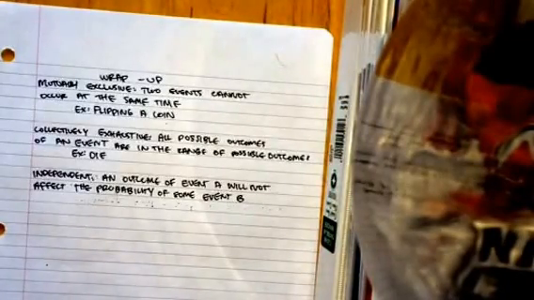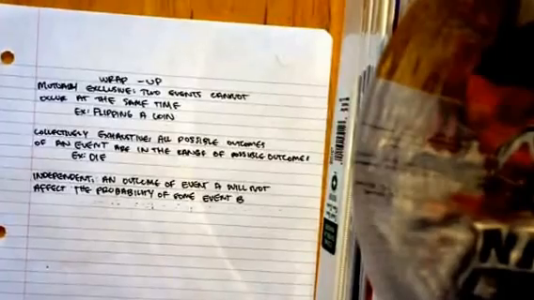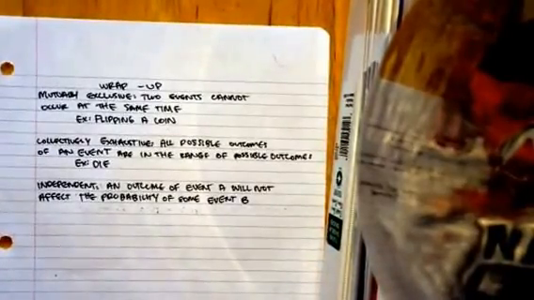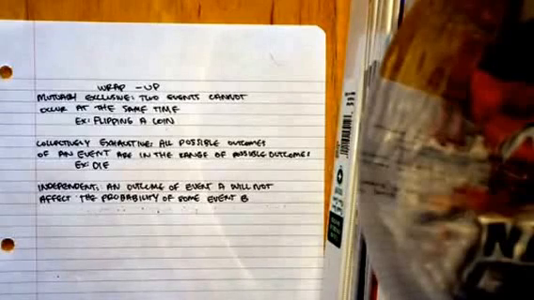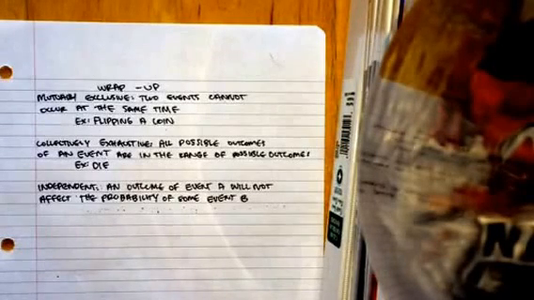And lastly, independence. An outcome of an event A will not affect the probability of some event B. This would be like flipping a coin and rolling a die at the same time. The coin being heads or tails does not affect the number that is turned up on the die when it is rolled. Thank you.